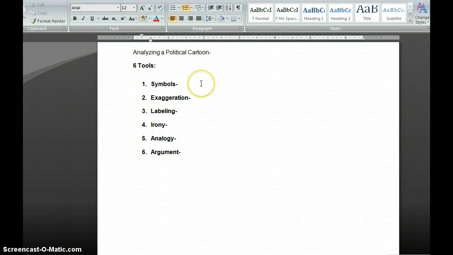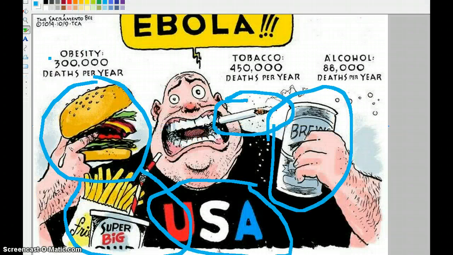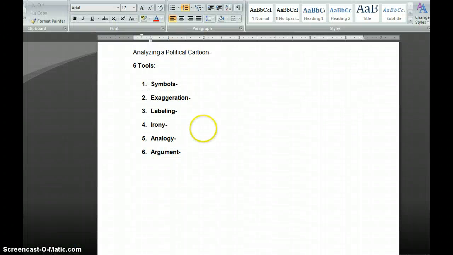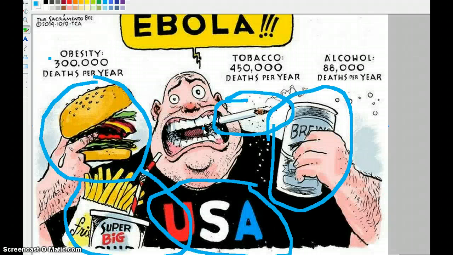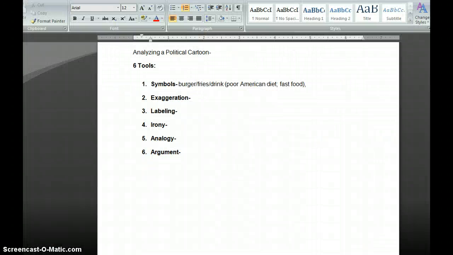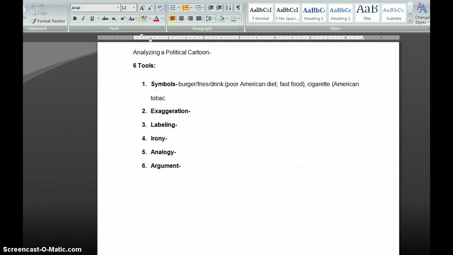So if we want to go to our sheet here and take down some notes, so symbols that we saw. So we saw the fast food, so the burger, the fries, and the drink. And we know that that is symbolic of poor American diet, i.e. fast food. And we're also looking at the cigarette, and we thought the cigarette was symbolic of American tobacco consumption.